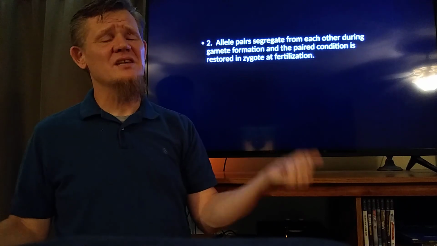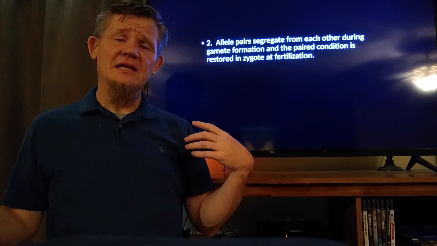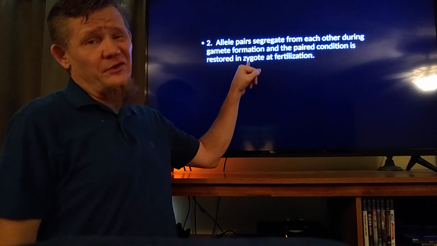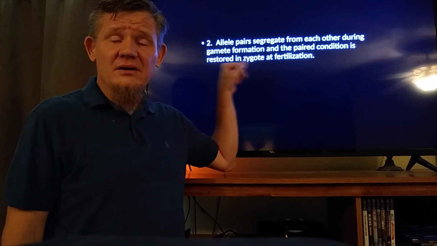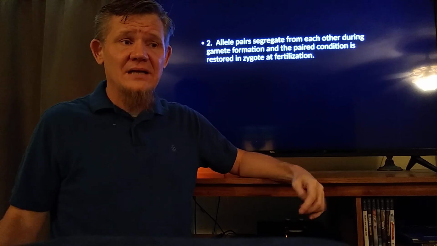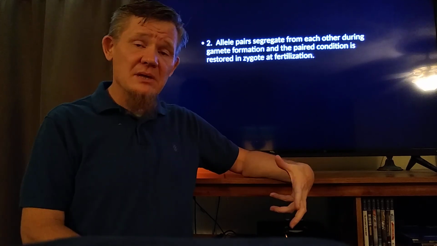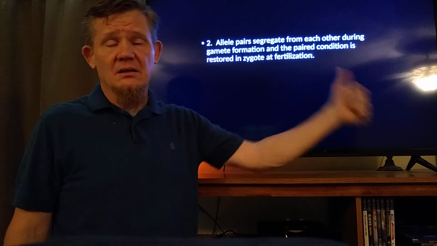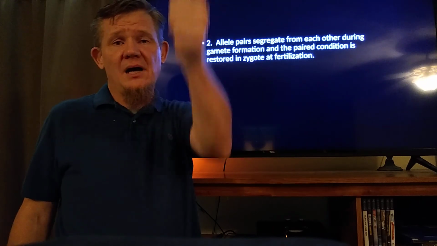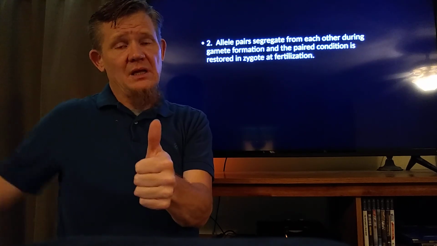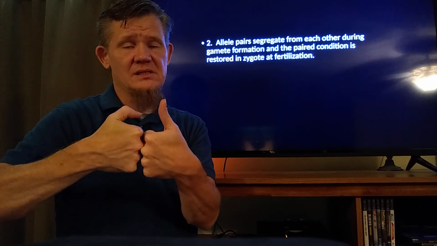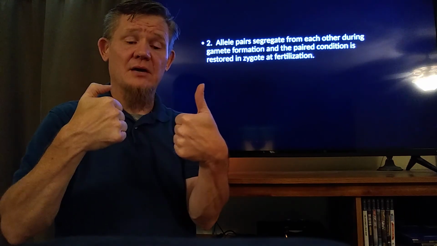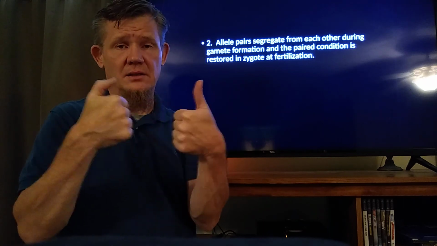The paired condition is then restored in the zygote. Zygote means fertilized egg. At fertilization, the paired condition is restored at conception, when the baby is first made. This egg brings 1 copy of the pair, and the sperm brings a 2nd copy of the pair. And now once the egg and the sperm combine, I have now restored the paired condition.